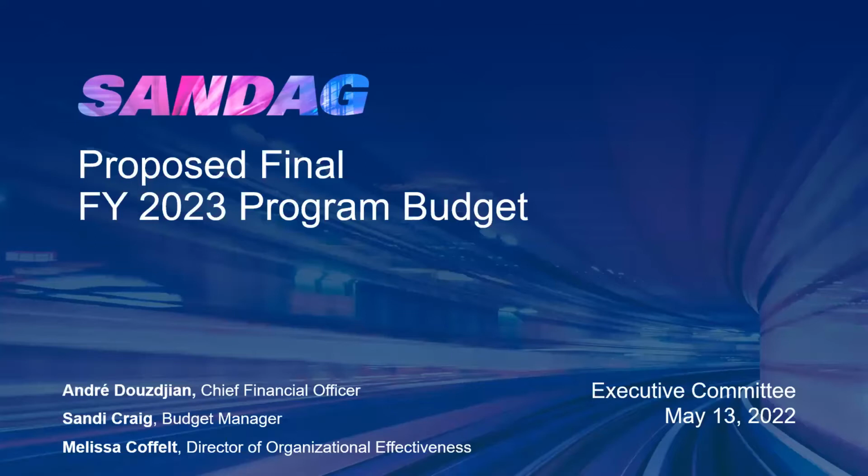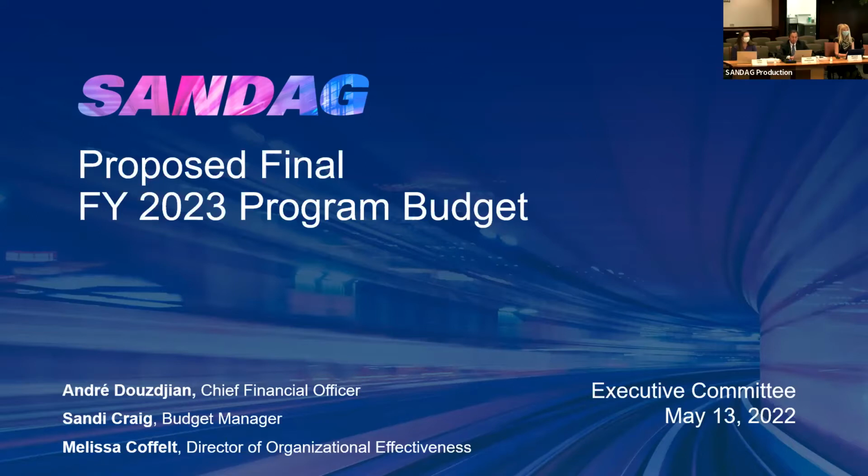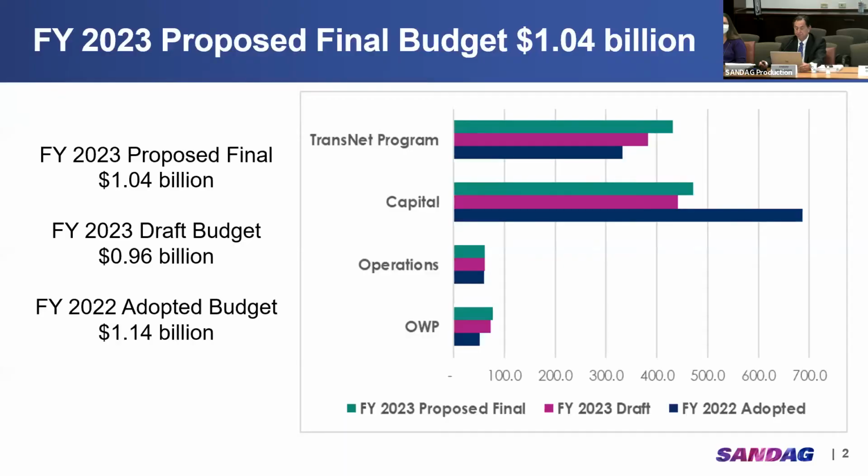So in March, we presented the draft budget to the executive committee and the board, which was then distributed to our member agencies, the public, and our funding agencies for comment. We have received some comments from the federal funding agencies that we have incorporated into the final budget. We also received some board comments that we have responded to through our board clerk, and we have made adjustments accordingly. So today, Melissa, Sandy, and I are here to present the final proposed fiscal year 23 budget, with a focus on the changes between the draft and final budgets.